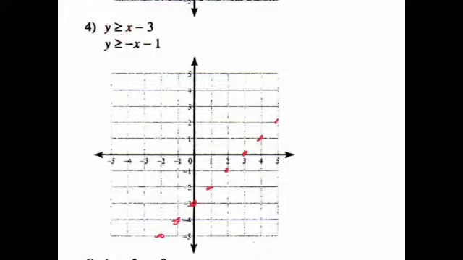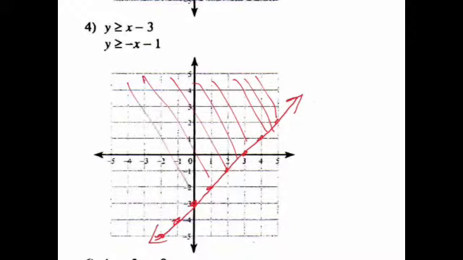This one can be equal to, so I'm going to do a solid line, like so. Solid line. And this part says greater than. The points that are greater are above the line. So I'm going to be shading on this side of my line, like so. And then I'll graph my other one in blue.